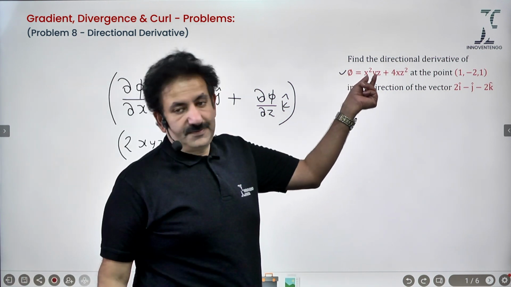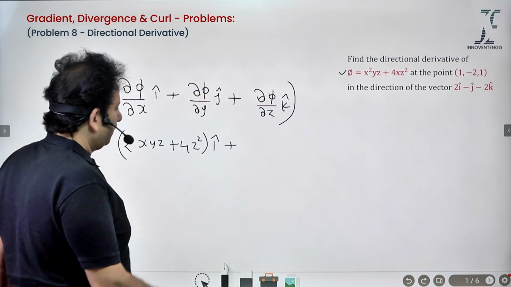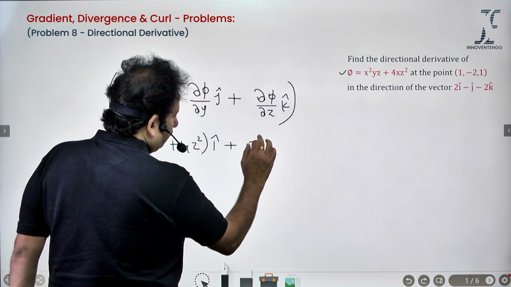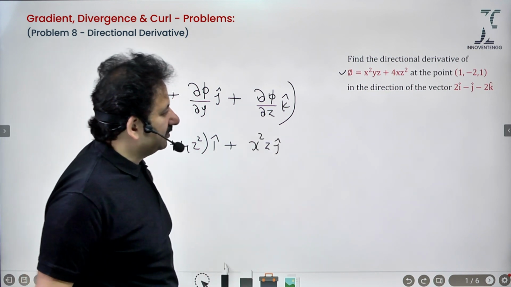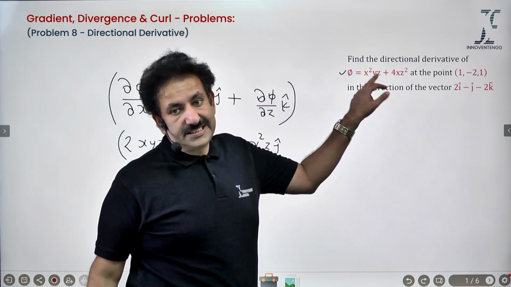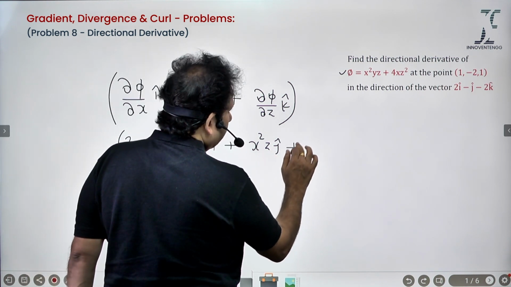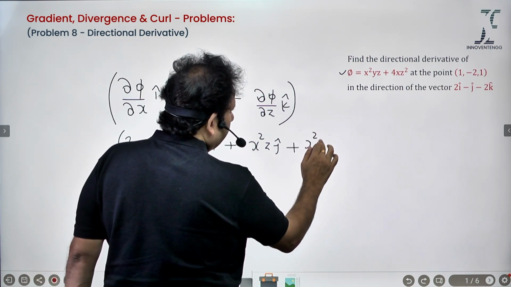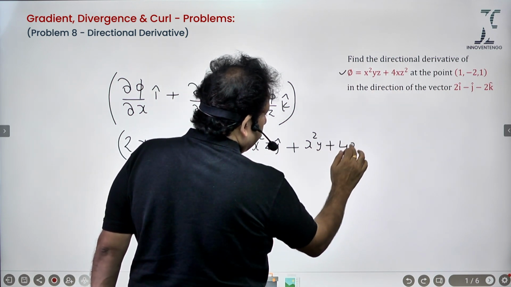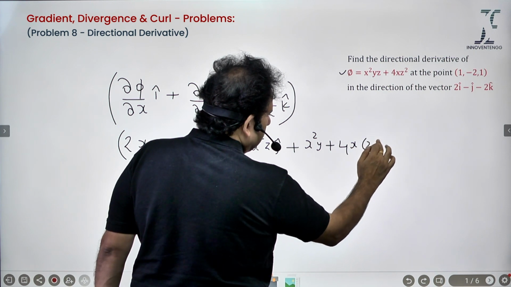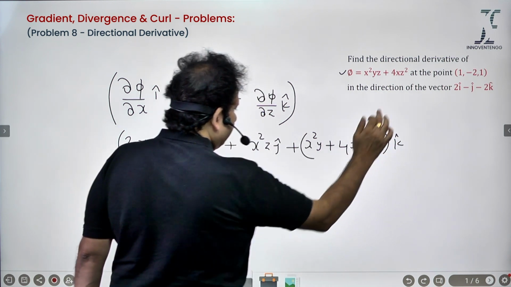Look for the term that contains y, and that is only the first term, so the j component would be simply x² j. And what about the k component? Both these terms contain z, so the k component would be x²y + 4. If you differentiate z², it becomes 2z, and then it is going to be k.